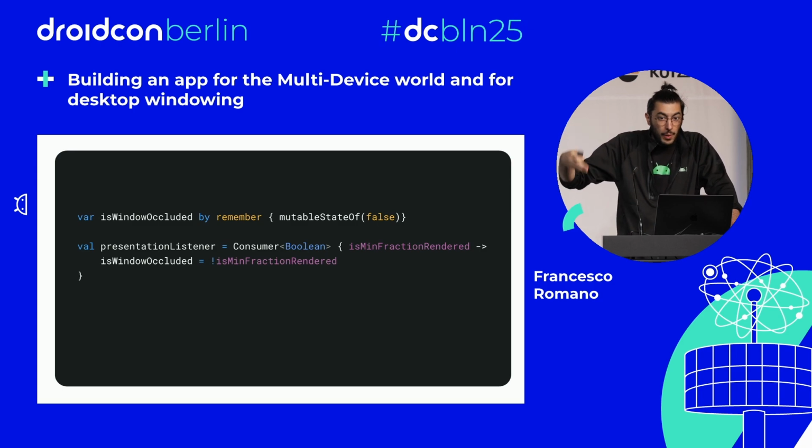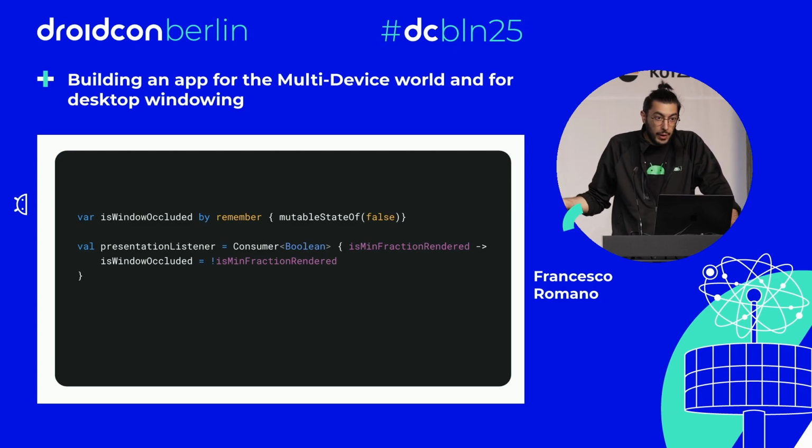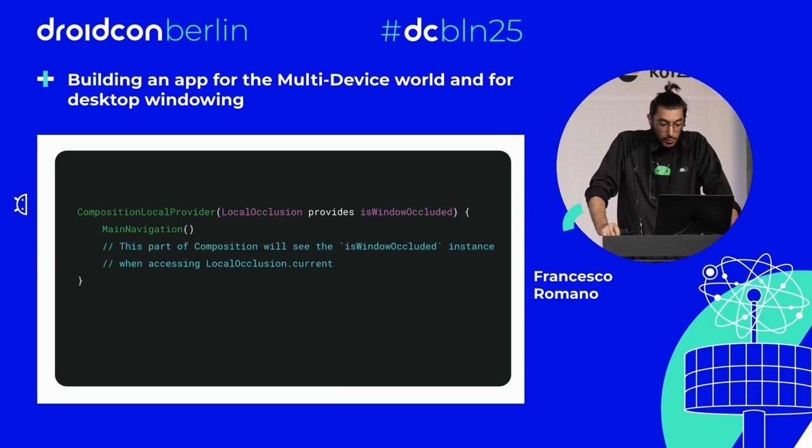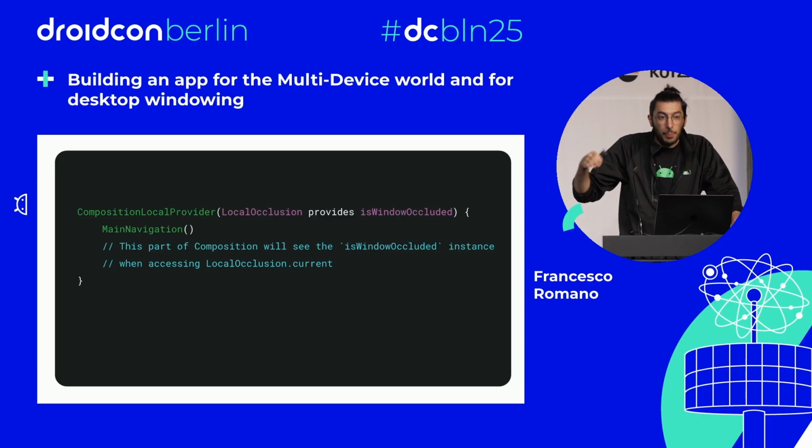You can pass this information down over I don't know how many composables. On Android 5 we used CompositionLocal, which allows you to create tree-scoped named objects that can be used as an implicit way to have the data flow through the UI tree. It basically means that all the composables here under main navigation will be able to access the occlusion value.